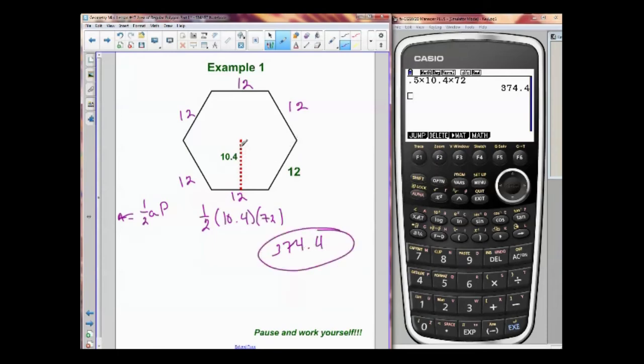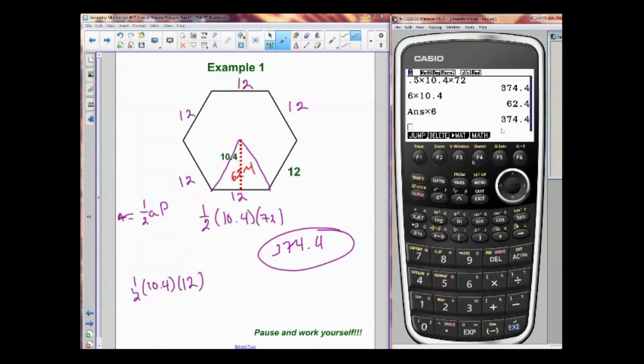If I did 1/2 base times height, so here's my triangle that I'm focusing on. So 1/2 base times height, I could have done 1/2 times base times height. So there's my height, there's my base, and I would have found this area. And that's 6 times 10.4, which is 60 plus something. Alright, so this little area right here is 62.4. And I have 6 of these. So I just multiply that 62.4 times 6, and I'll get the same thing.